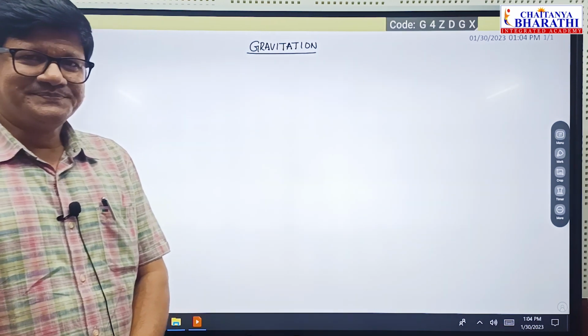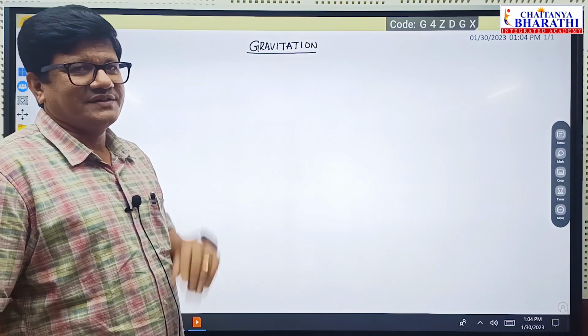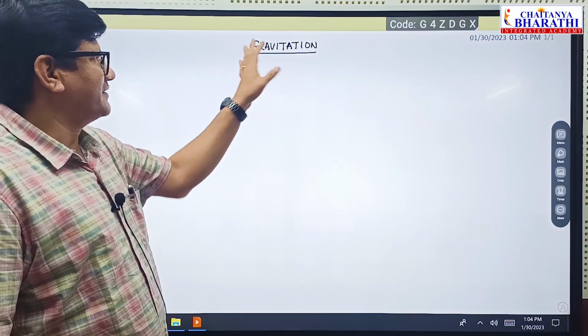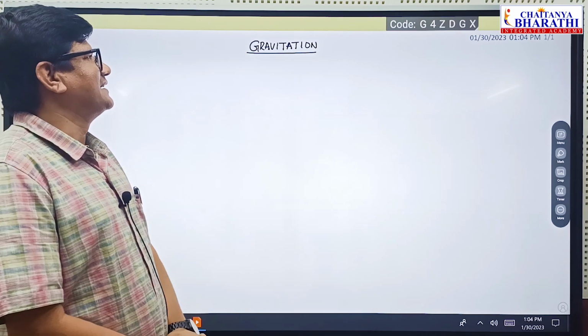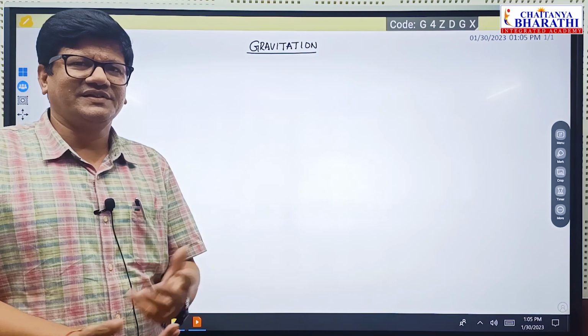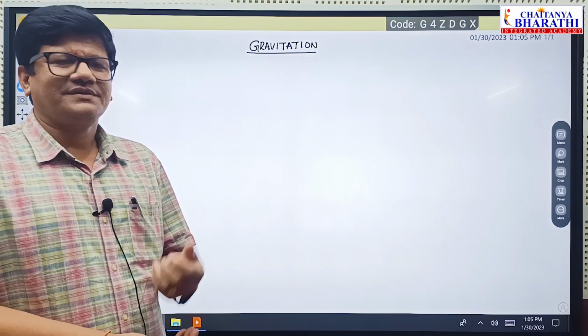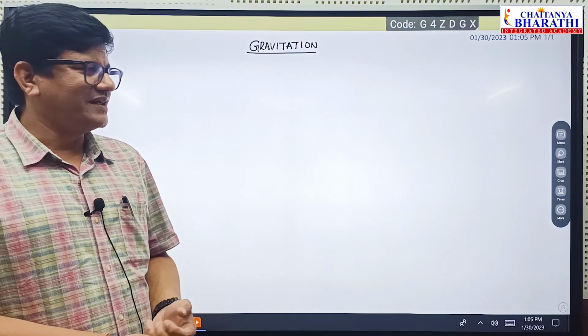Good morning, children. So today we discuss gravitation. आज का chapter gravitation है. So in this gravitation, you know ना, Newton's universal law of gravitation. वह कहानी मालूम है आपको. So Newton's apple गिर गया.